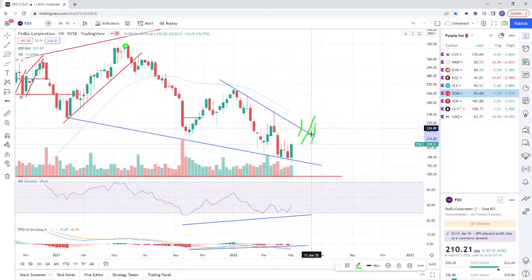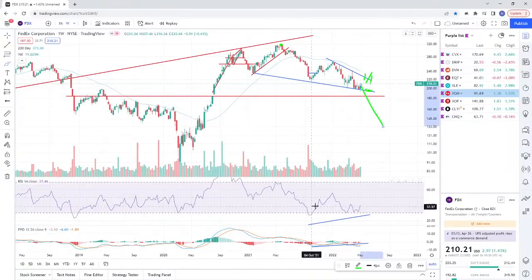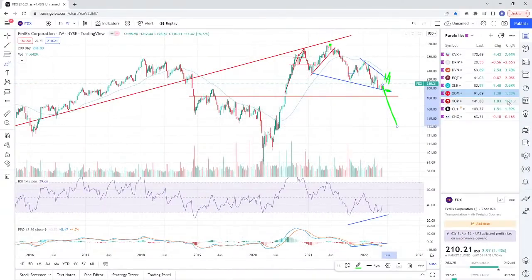What I would do is probably wait for the bullish breakout right here. I wouldn't buy at support. I would wait for the bullish breakout. If you don't get that, you're probably going to fail and take out the divergences and all that. All right, moving on.